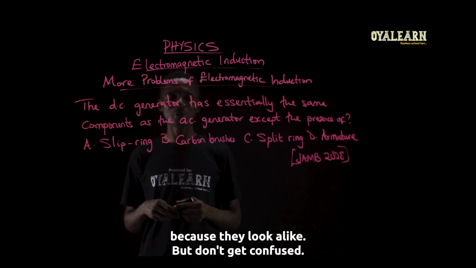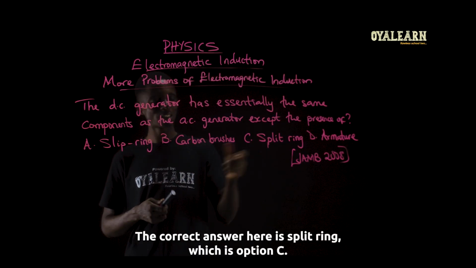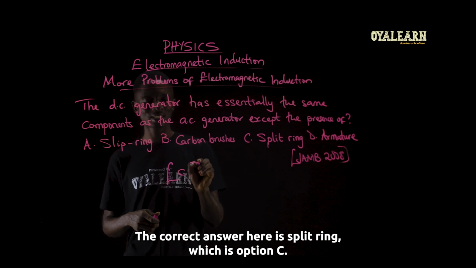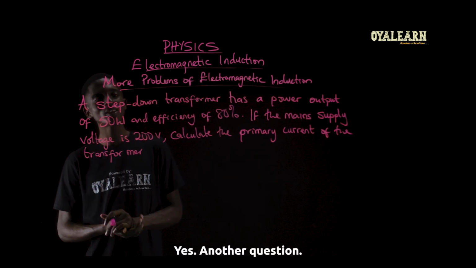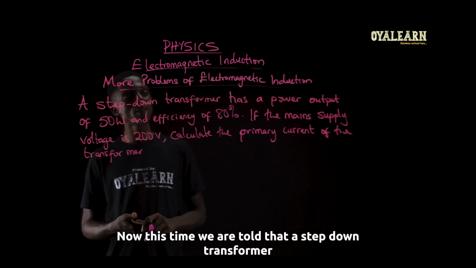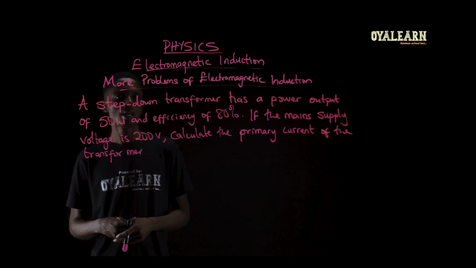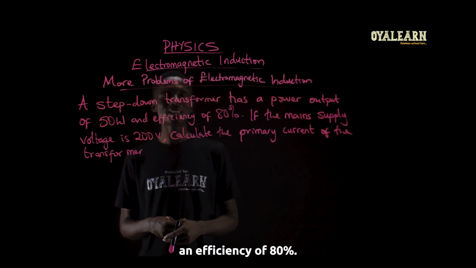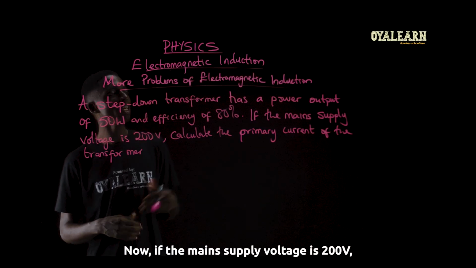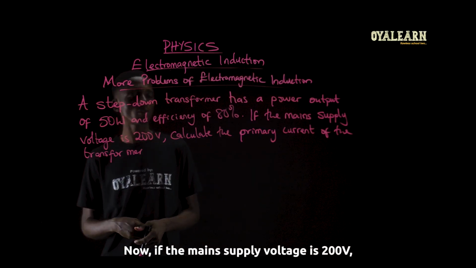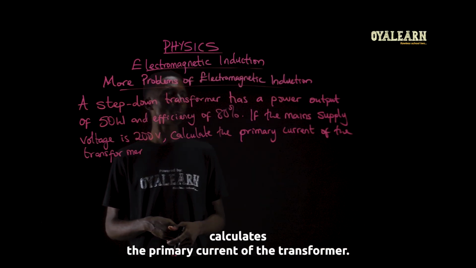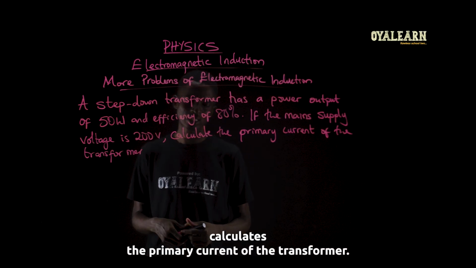But don't get confused. The correct answer here is split ring, which is option C. Here's another question. This time we are told that a step-down transformer has a power output of 50 watts and efficiency of 80%. If the main supply voltage is 200 volts, calculate the primary current of the transformer.